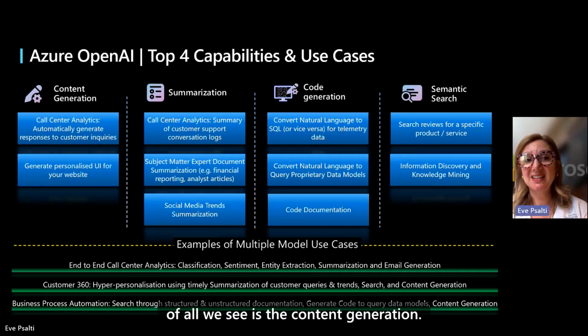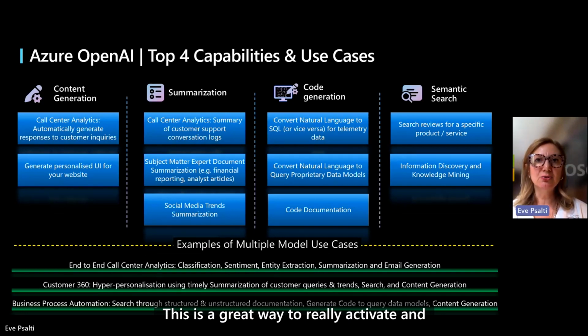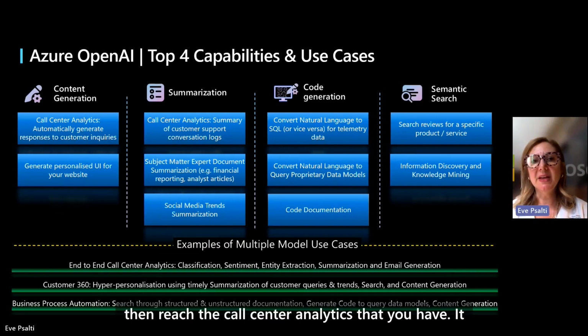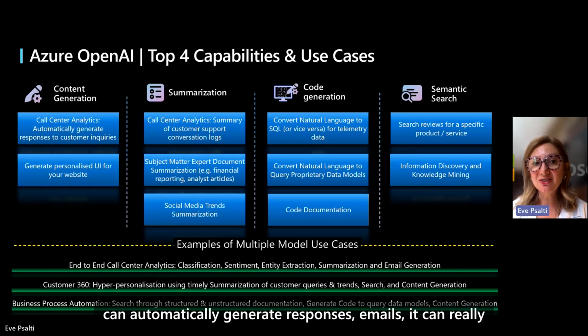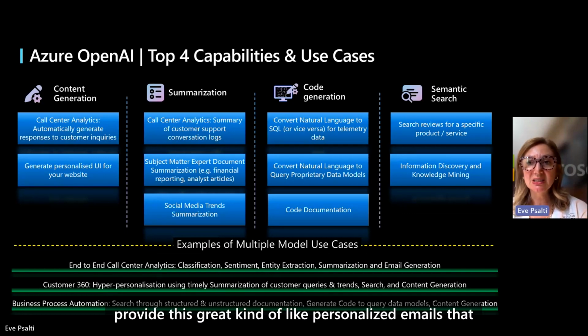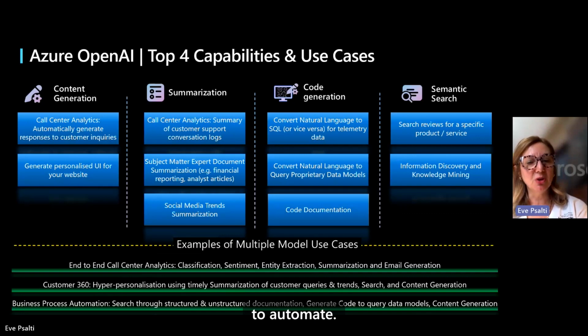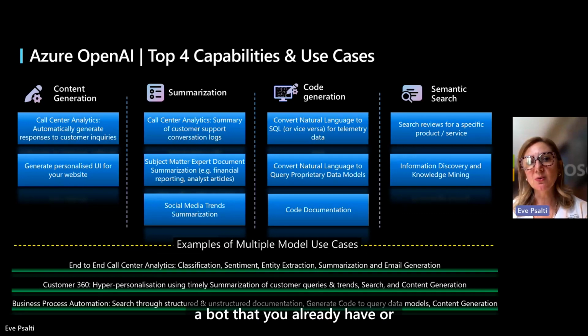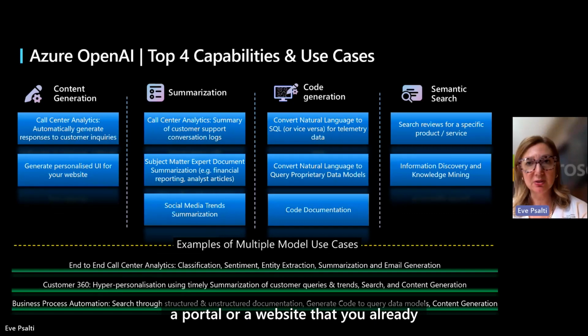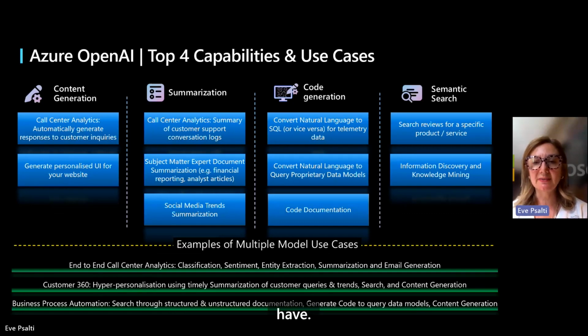The first one we see is content generation. And this is a great way to activate and enrich the call center analytics that you have. It can automatically generate responses and emails. It can provide great personalized emails that usually take a lot of time and are hard to automate. And you can also integrate it with a bot that you already have, or a portal or a website that you already have.